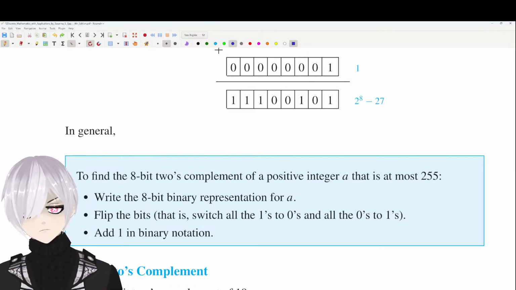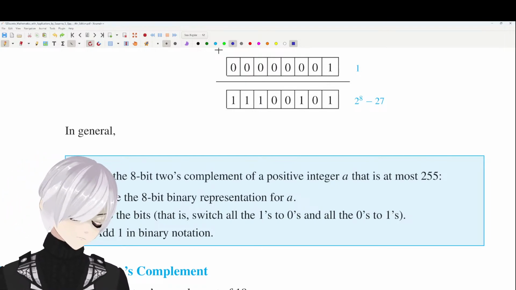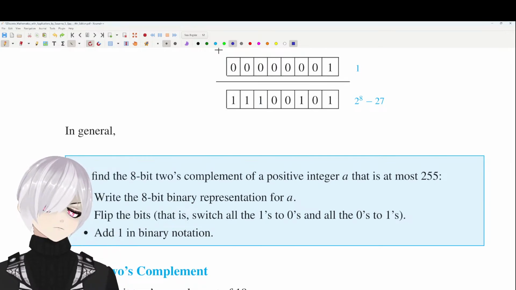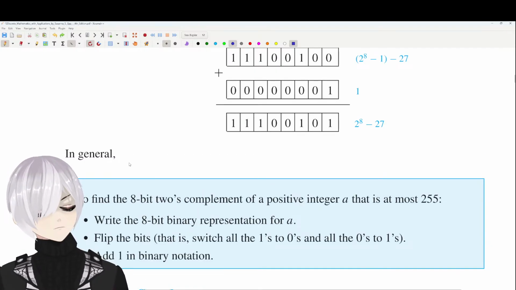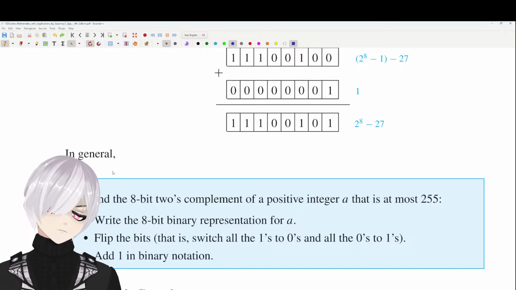Mechanically, if you're finding the 8-bit two's complement for a positive integer up to 255, and 255 is 1 less than 2 to the 8th, then you write the binary representation for that integer, switch all the ones to zeros and the zeros to ones, and then add 1 in binary notation. That's the mechanical procedure for finding the two's complement. The stuff above is explaining why that procedure works.